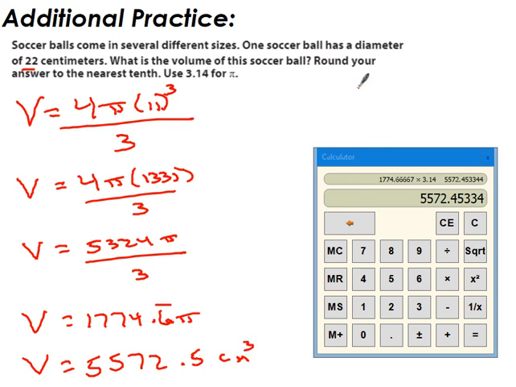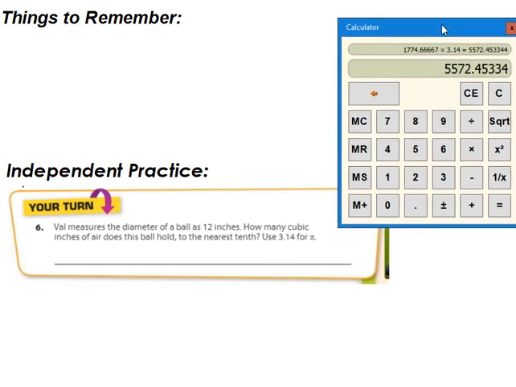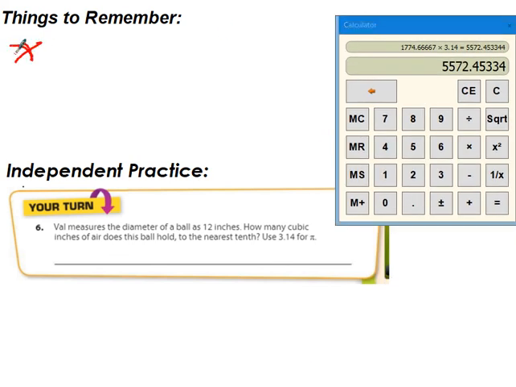Okay guys, that's it. That's all I got for you. There's not much to it. It's just knowing how to find the radius. So I would just say make sure to use the radius. That would be my one thing to remember. Because after that, it's just as simple as plugging in the right values into the calculator.